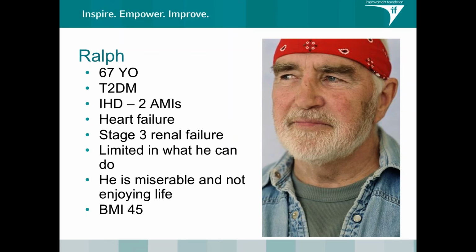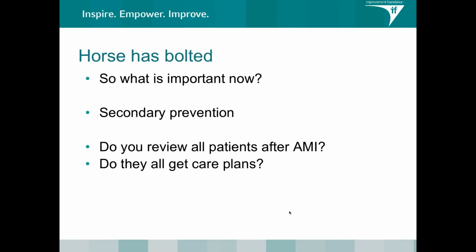And certainly the fact that he's miserable, not enjoying life, we know depression in this cohort of people is very high. And we need to be thinking about how we screen for depression in people with chronic disease. So important for him now is trying to improve his lot in life. And like I say, in many ways, you're not going to make a fundamental change, but you can certainly improve some things. A lot about secondary prevention.